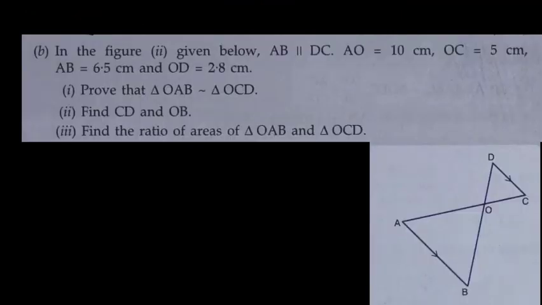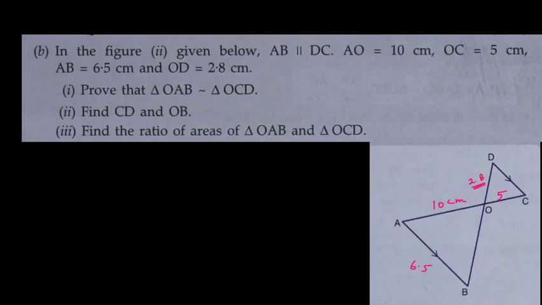Now here the B part of the question is in the figure given below. AB is parallel to DC. AO is equals to 10 centimeter. The value of AO is 10 centimeter here. OC is 5 centimeter. OC is given 5 centimeter. AB is given 6.5 centimeter and OD is given 2.8 centimeter.